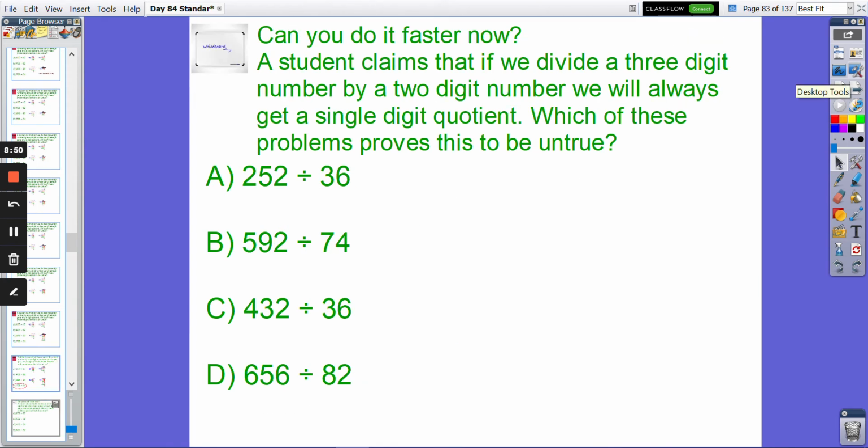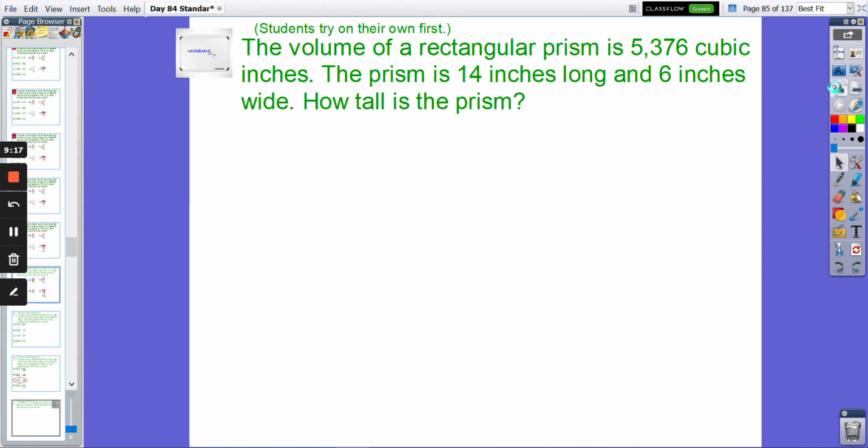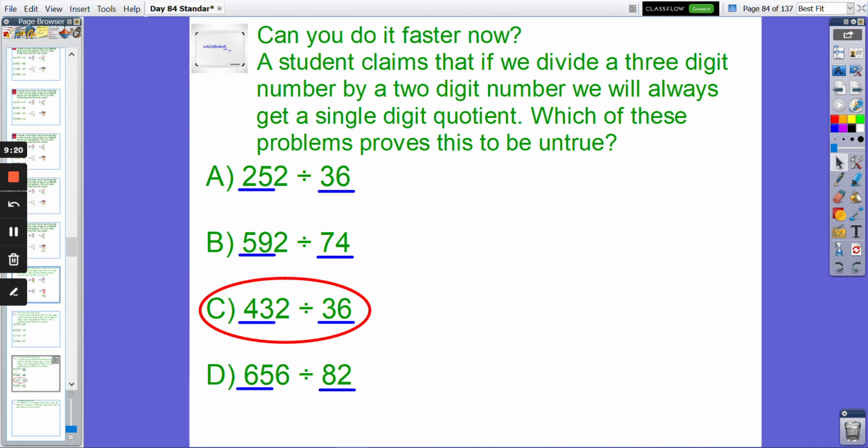A student claims that if we divide a 3-digit number by a 2-digit number, we will always get a single-digit quotient. Which of these problems proves this to be untrue? Go ahead and pause the video and press play when you're ready. Okay, so let's see. How did we know that it was C?